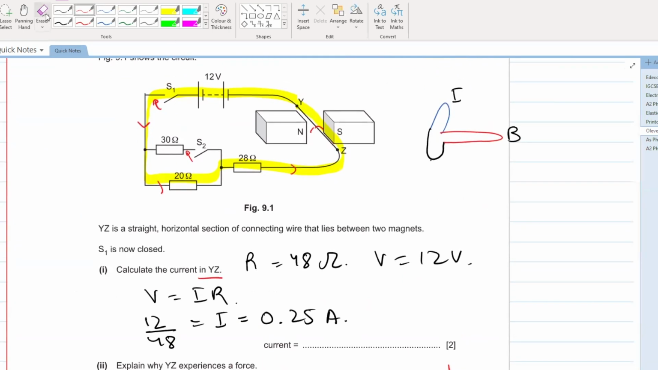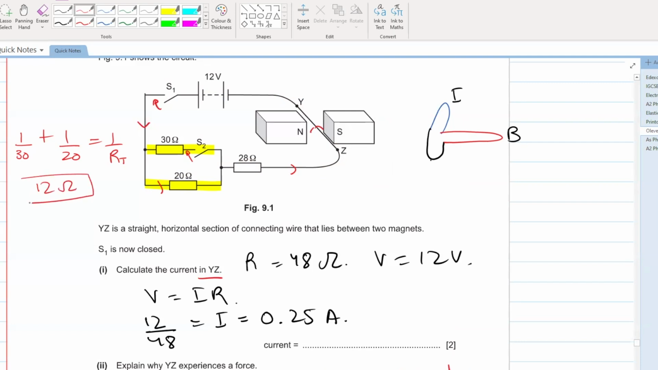If you close the switch S2, let me erase all this highlighting. This 30 ohm ka resistor and 20 ohm ka resistor will become what? Parallel. How do you calculate the resistance in parallel? 1 upon 30 plus 1 over 20 is equals to 1 over RT. Can you calculate the total resistance? Yes, 1 over 30 plus 1 over 20, 1 divided by answer. The answer comes out to be 12 ohms.